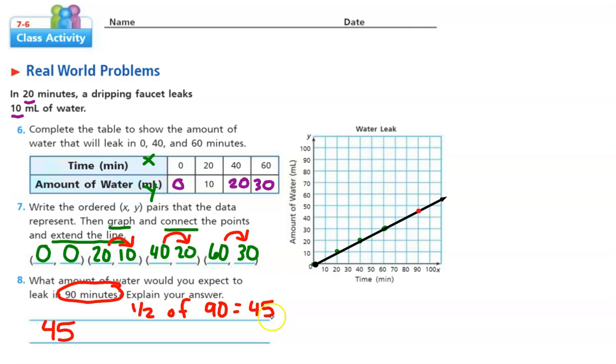But also because we extended our line. That extension of the line is one of the other reasons why we were able to figure this one out. Why was it that we knew exactly how many milliliters of water would leak after 90 minutes? Okay, pretty cool how that graph can answer that question for you.